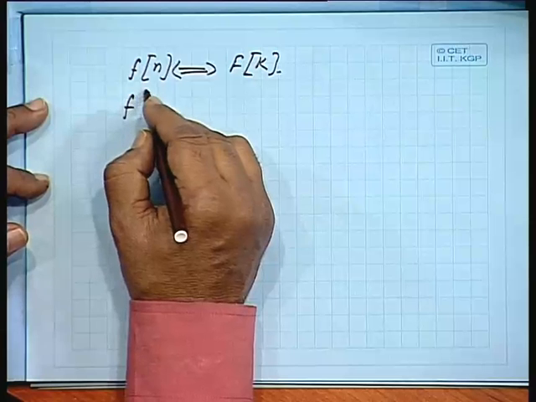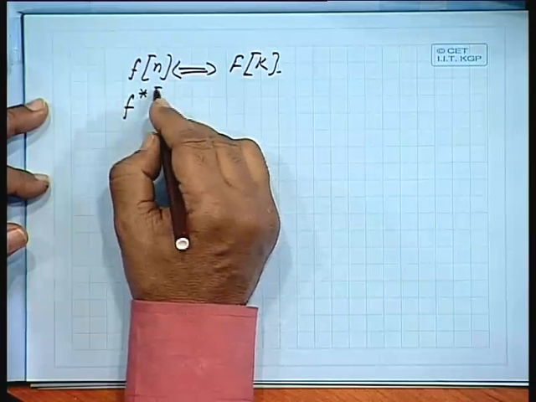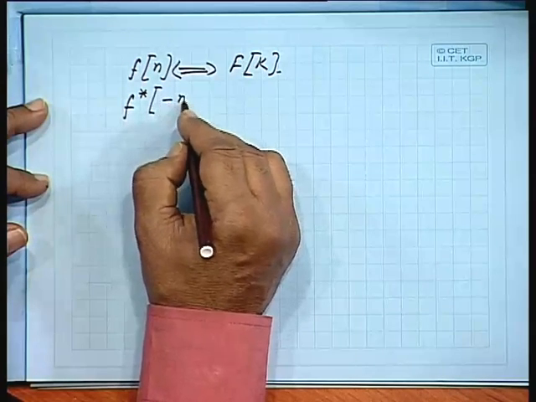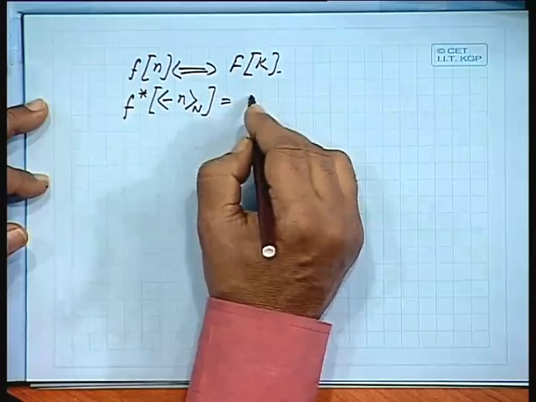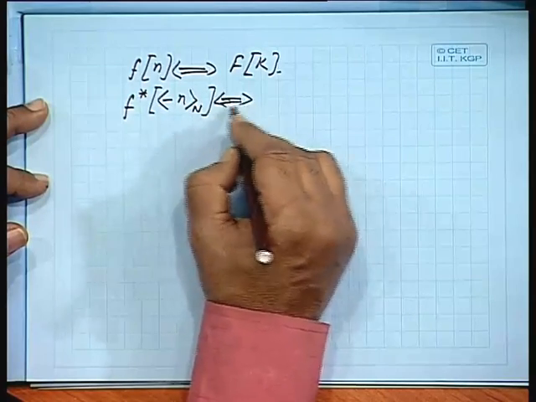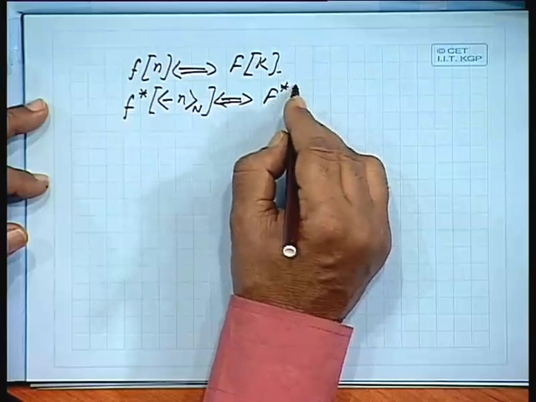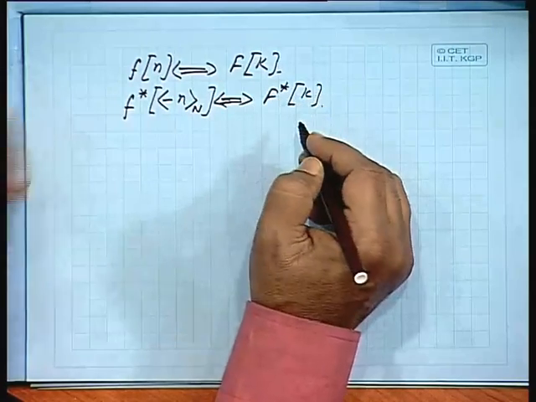If it is a complex sequence, then F star minus N will be F star K. This is a very important relation.